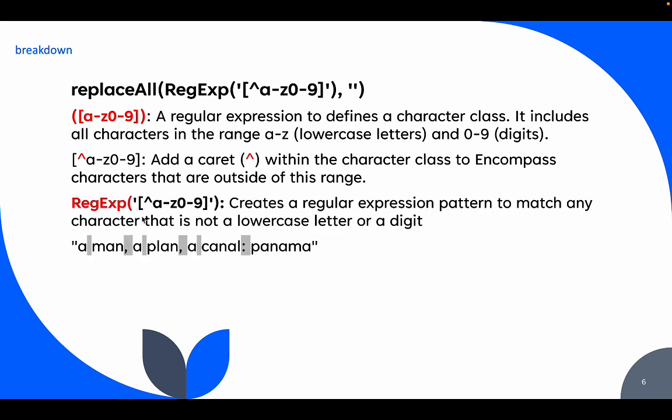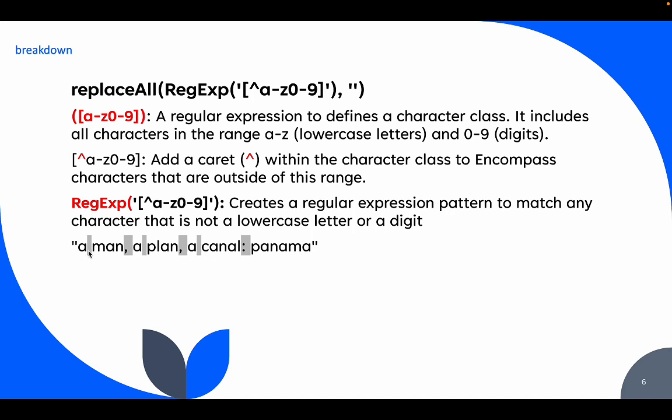So this expression will create a regular expression pattern to match any character that is not a lowercase letter or a digit. For example, after converting all our string to lowercase, we have this string in here. What this will do is match anything that is not inside of this range, okay? So for example, a is a lowercase letter, it's okay, we're going to keep it. After that, we have a space, and the space is not inside of our range, so we will remove it. Now we have man, then we have comma and space. Comma and space are not lowercase letters or digits, so remove them as well. Then a, another space, we remove the space, and then we have plan, then comma and space, and like this until we finish our string.